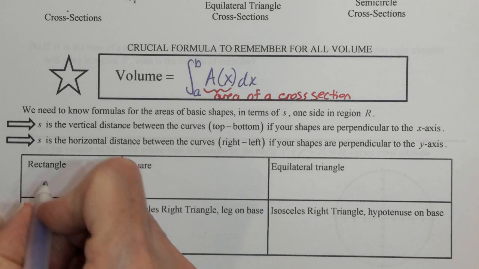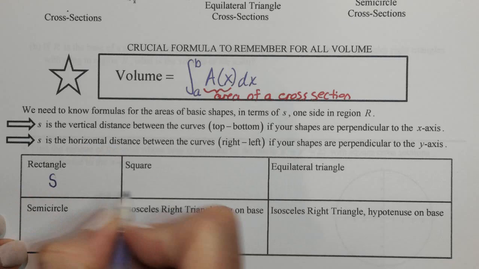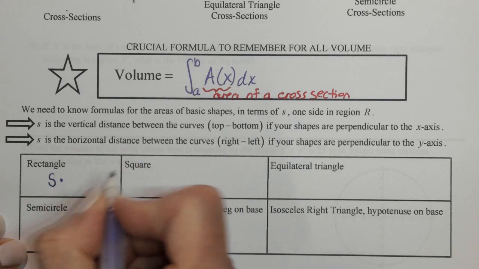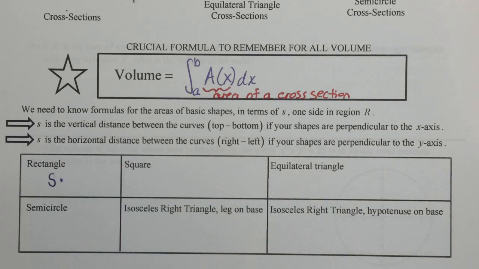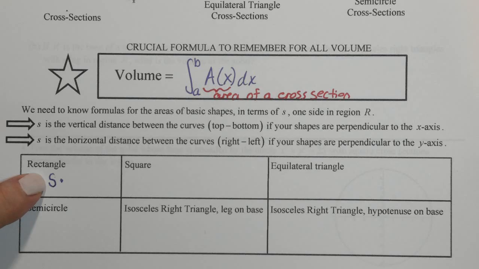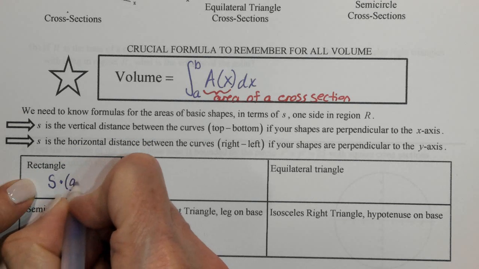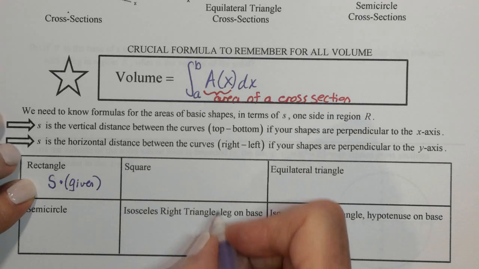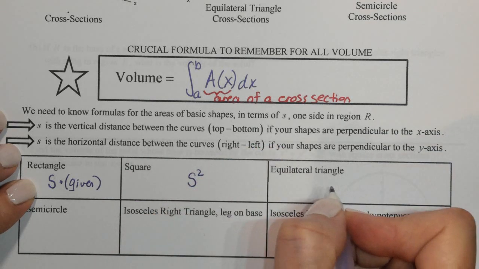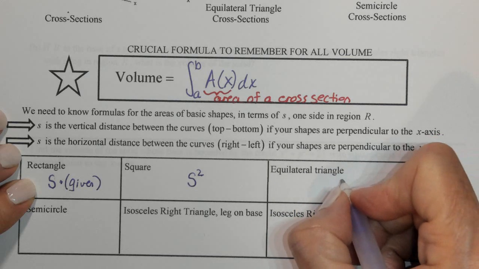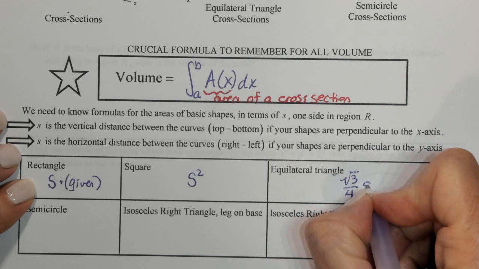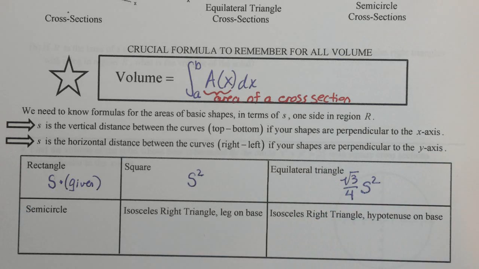So for a rectangle, we'll have whatever side is in the xy plane times something that is given to you. Maybe every height of the rectangle is 2. Maybe every height is 5. Maybe every height is the same as the base times 2 or something like that. It will be given to you. So that's the base, and the height will be given to you somehow. For a square, it's just s squared. For an equilateral triangle, it is square root of 3 over 4 times s squared. We could prove that, but just take my word for it. You'll just have to memorize that one.